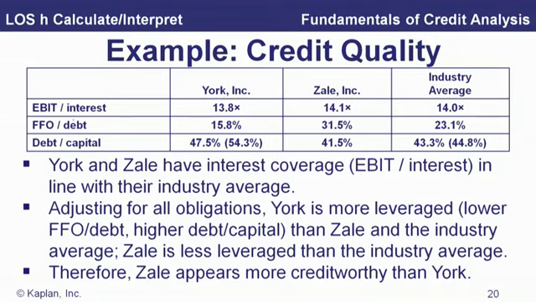Adjusting for all obligations, York is more leveraged than Zale and the industry average, and Zale is less leveraged than the industry average. Therefore, Zale appears to be more creditworthy than York. So I hope you don't disagree with that. It seems pretty well supported. Zale has lower debt to total capital and higher funds from operation to debt, which makes it the better credit. In both cases, Zale is above the industry average, and in the other case, York is below the industry average, so in the other direction.